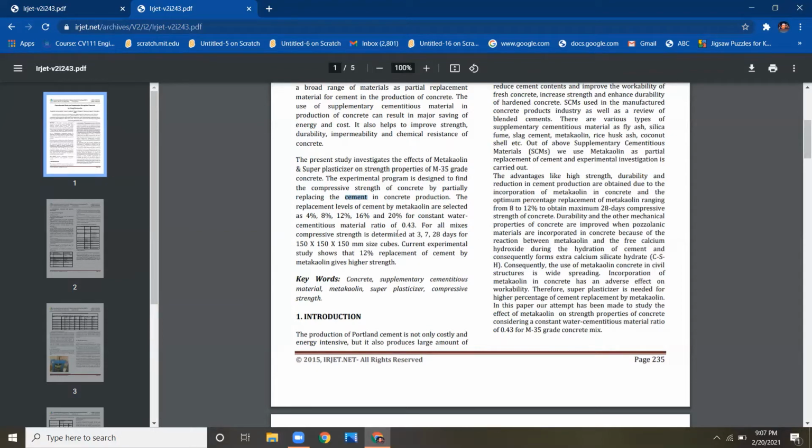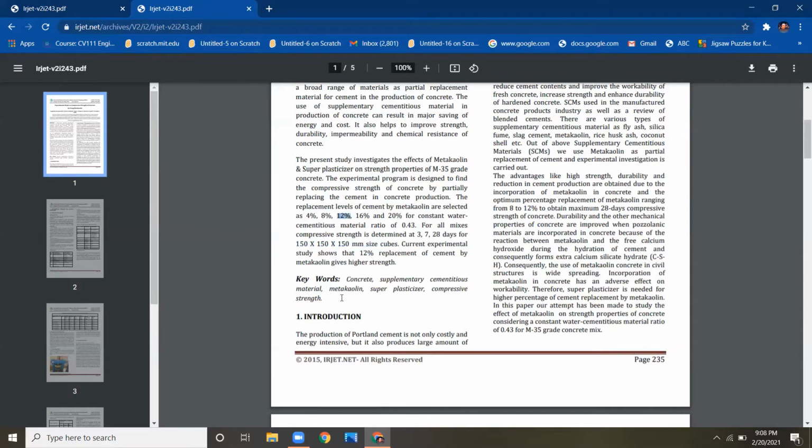The water cementitious material ratio was constant at 0.4. For all mixes, compressive strength is determined. On what days did they take the compressive strength? For 3 days, 7 days, and 28 days. The size of the cubes was 150 by 150 by 150, and the volume of the cube was the same. The current experimental study shows that 12% replacement of cement by metakaolin gives higher strength. So they will get a good result at 12% replacement.